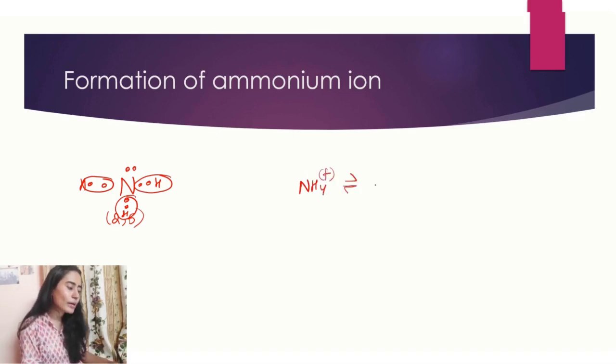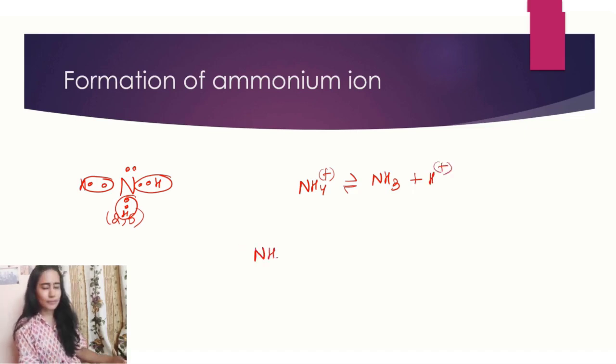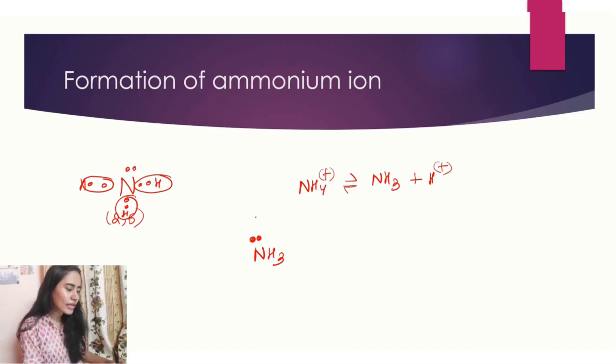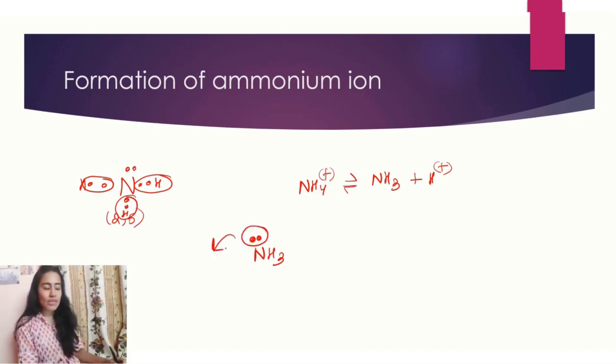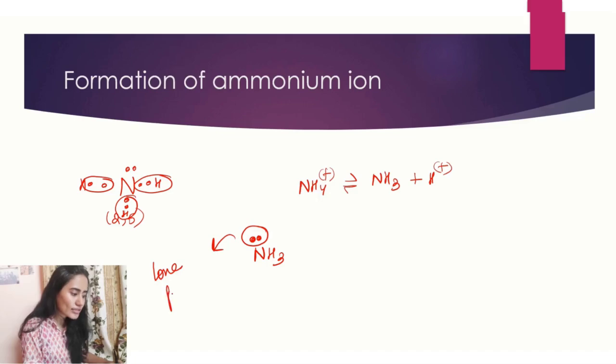Ammonium ion NH4 plus is basically formed by combination of NH3 and H plus. Now see, NH3. In NH3 what we have? I'm not showing NH3 separately again. In NH3, what we have is this electron pair present, vacant. These electrons are known as lone pair of electrons. What are lone pair of electrons?